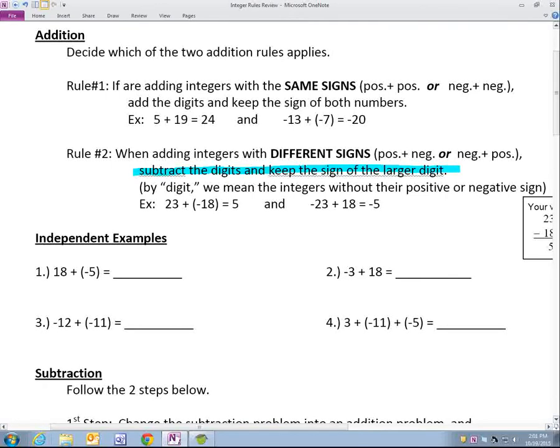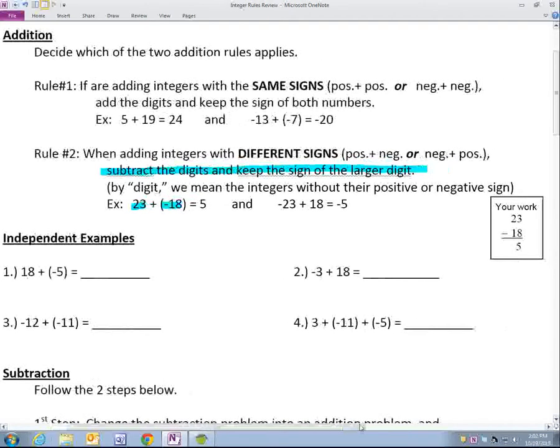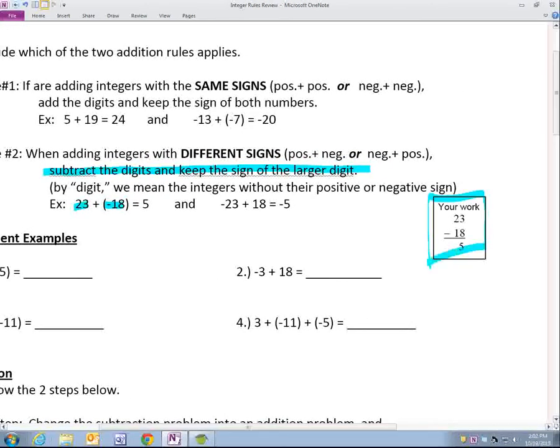So, for example, we have 23 plus negative 18. So I'm going to do this right here. This is what your work would look like on tonight's homework. 18 subtracted from 23, and that equals 5. Since 23 is a higher absolute value, and it's positive, that is going to be positive.